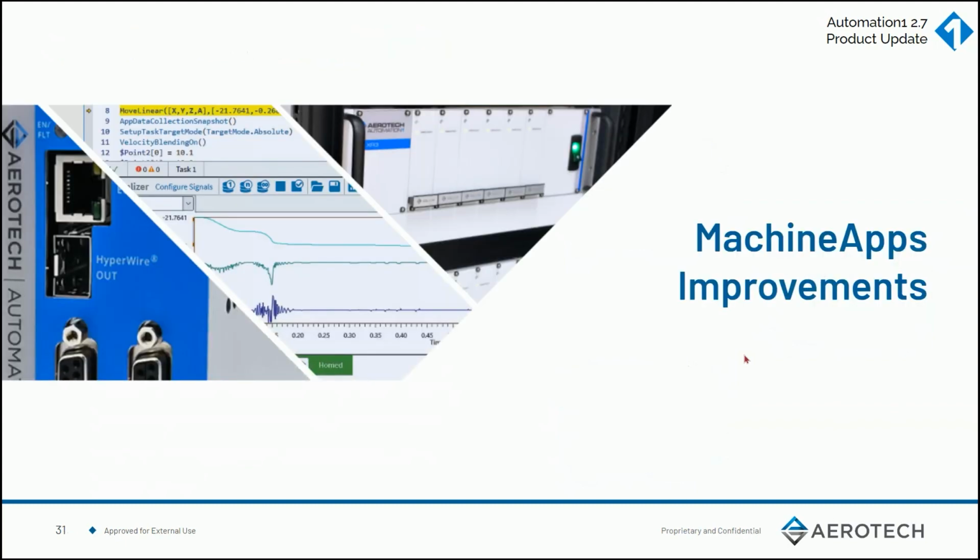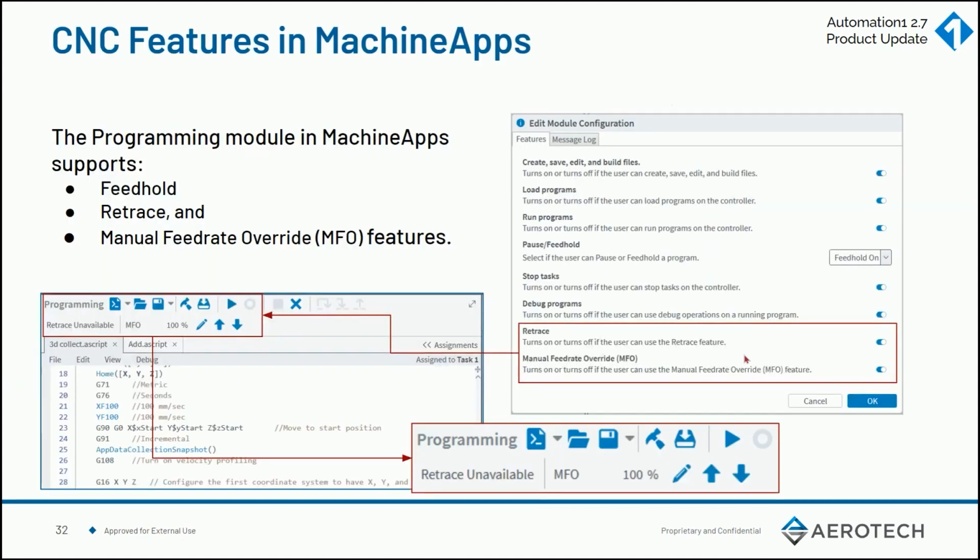In MachineApps, of course, you already know about custom modules. We talked about that earlier. We made another improvement of note, and that was essentially that the CNC features have been added to MachineApps. The feed hold button, if you look at the callout here, is grayed out right now because the program's not running. Should it be running, you can hit feed hold. It would stop the motion where it's at and just put a hold on it.